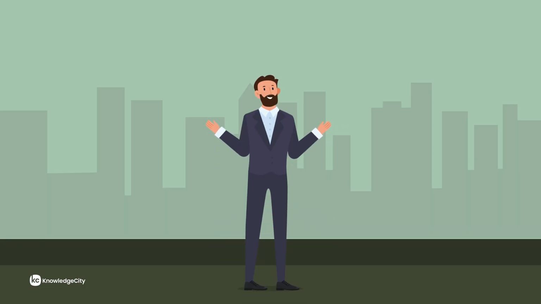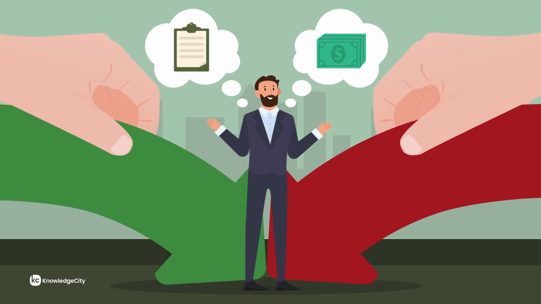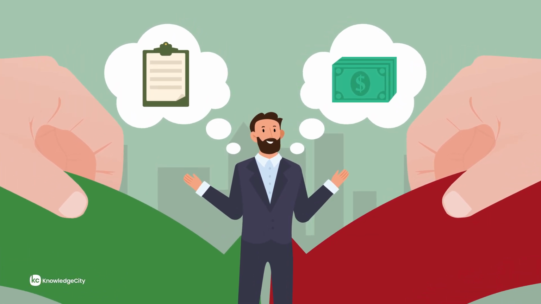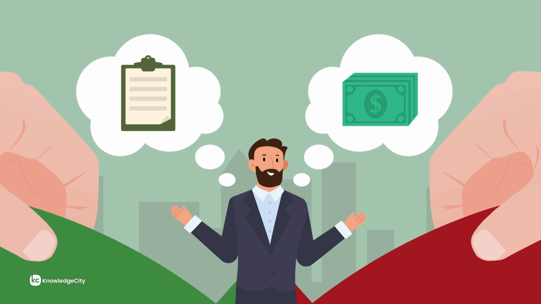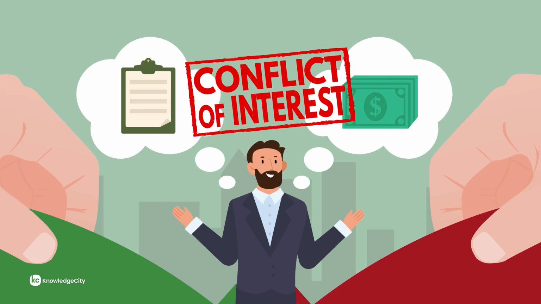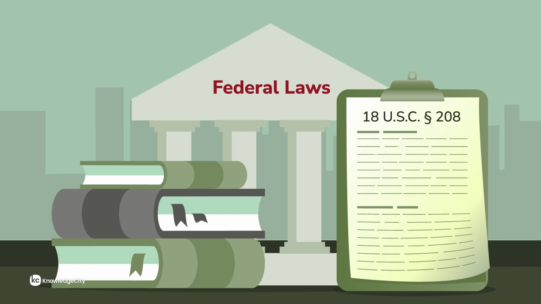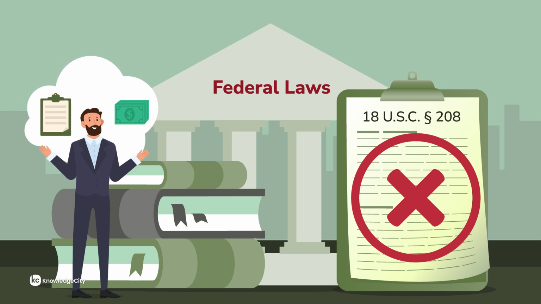The most common type of conflict of interest is when an employee has a financial interest that their official duties could directly affect. If an employee is involved in awarding contracts and also owns stock in a company that's bidding for the contract, this would be a clear conflict of interest. Federal laws and regulations, such as 18 U.S.C. Section 208, expressly prohibit employees from participating in situations where they would have a direct financial interest.